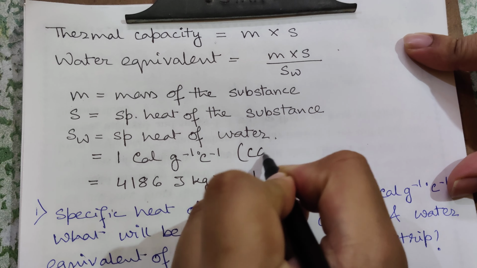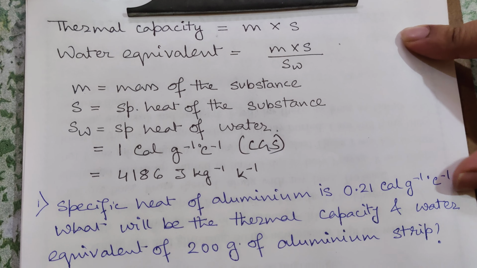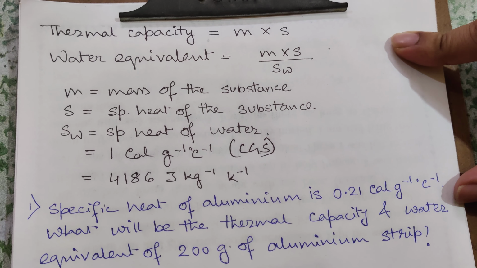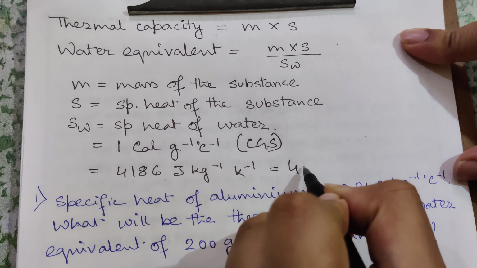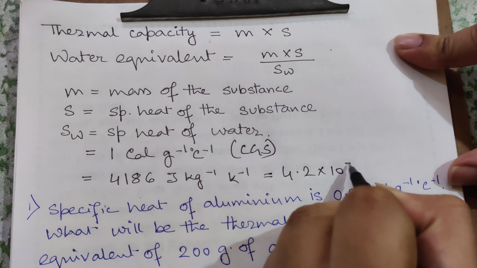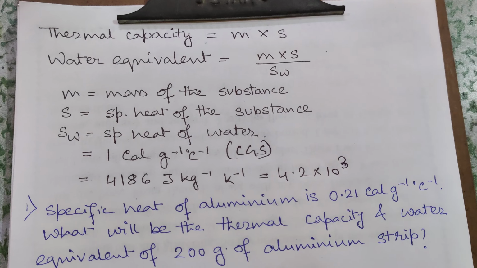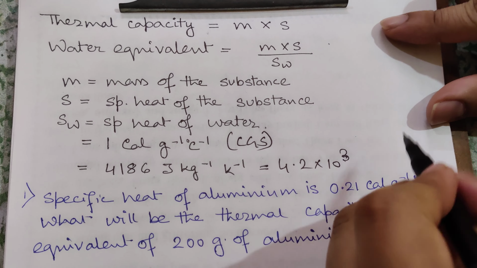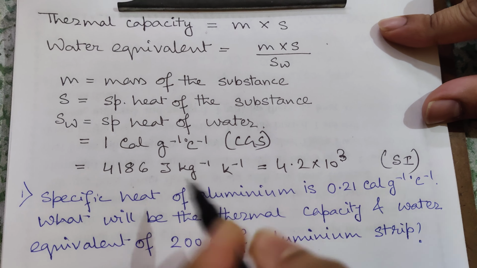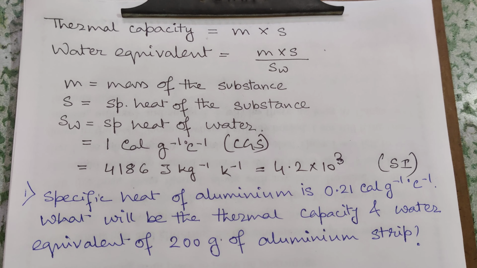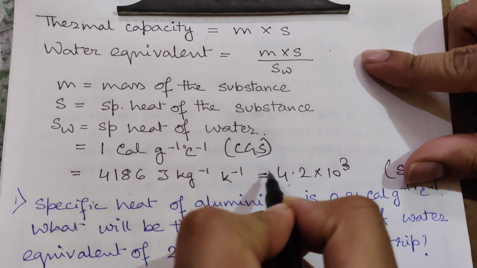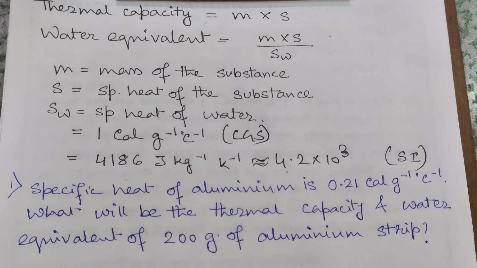This is for CGS. And for SI, its value is 4186 joule per kg inverse Kelvin inverse, or 4.2 into 10 to the power 3 joule kg inverse Kelvin inverse. The unit will remain the same as this one in SI. So we will discuss this with one example.